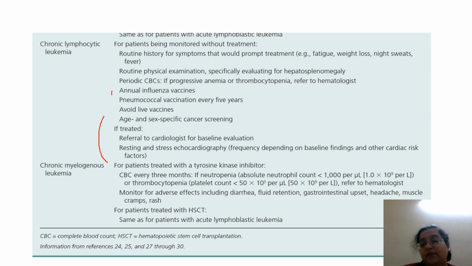CML, you know, we give imatinib or other TKIs, and a proper follow-up with every 6 monthly RT-PCR, which is quantitative, needs to be done. Here we look for morphological remission, cytogenetic and molecular remission. Okay.